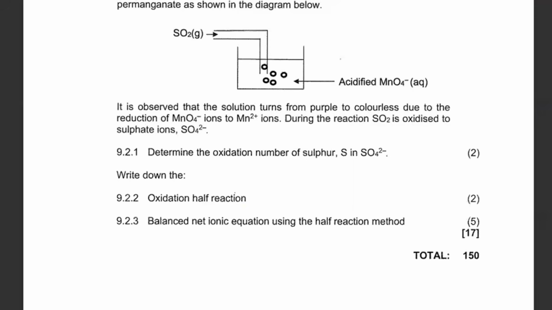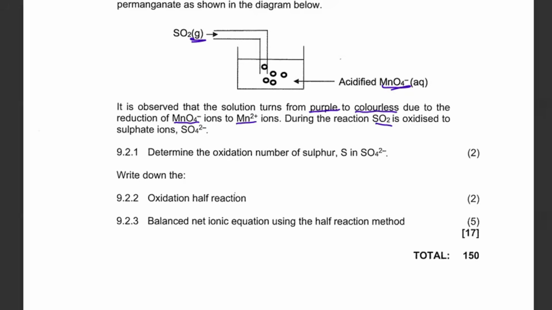Then we move on to 9.2. It says sulfur dioxide gas, SO2, is bubbled into an acidified solution of potassium permanganate as shown in the diagram below. It is observed that the solution turns from purple to colorless due to the reduction of MnO4 negative ions to Mn2 plus ions. During the reaction, SO2 is oxidized, so your sulfur dioxide is oxidized to sulfate ions, SO4 2 negative.